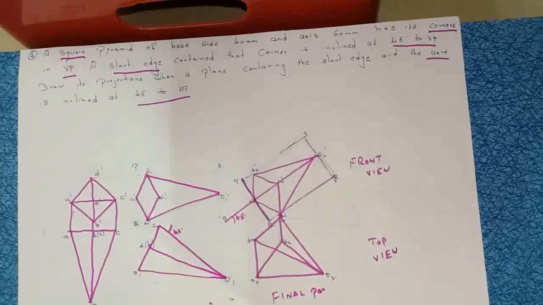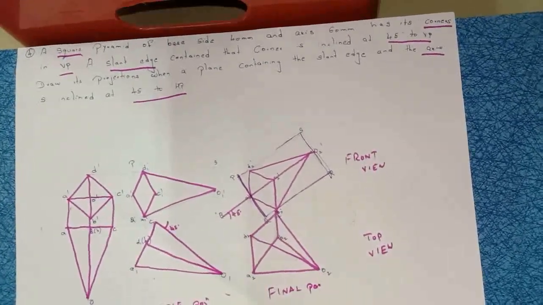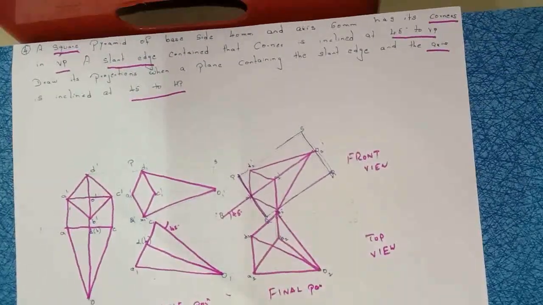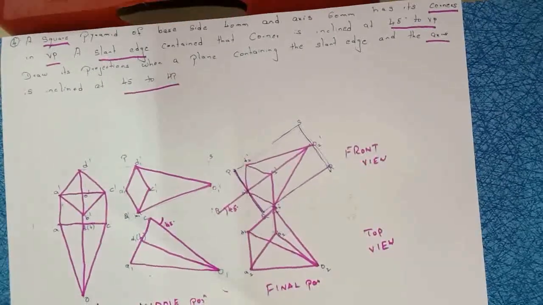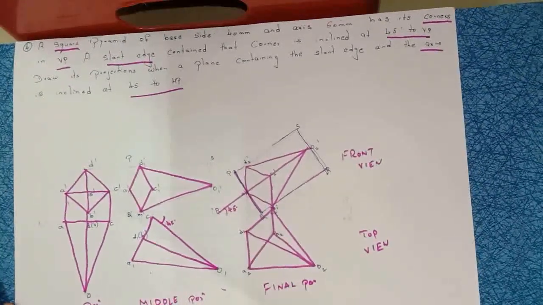So what I want to tell you is, read the question carefully. What do they mention: axis is inclined at, or base is inclined at, or slant edge is inclined at. If you read the question carefully, you will get the solution here. Right? So this is the problem of the square pyramid.